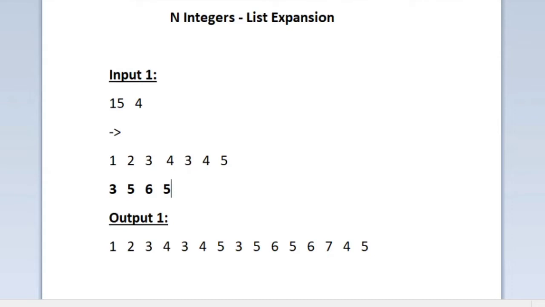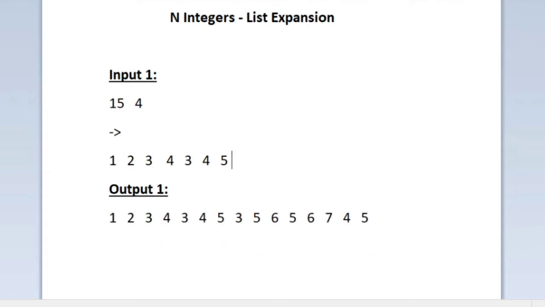And then the next integers would be 5, and then 2 plus 4 is 6, and then finally 7. So this is the new list which we have formed. We should add this new list to our original list. So I am adding the newly formed list into our original list.